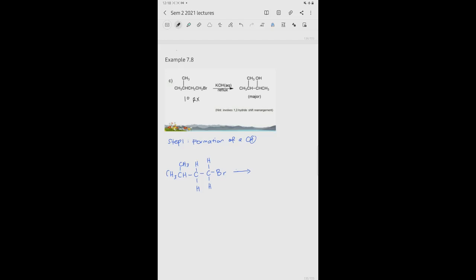So let's look at the first step of the mechanism. The first one is the formation of the carbocation. So C is delta positive, Br is delta negative. What will happen in this reaction? The bond between C and Br will break heterolytically, and bond breaking involves a slow rate of reaction. So we will form the carbocation, which is actually a primary carbocation.